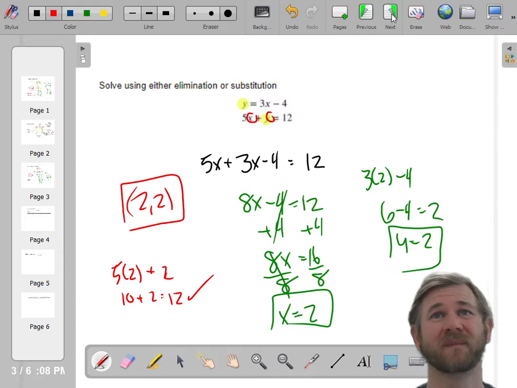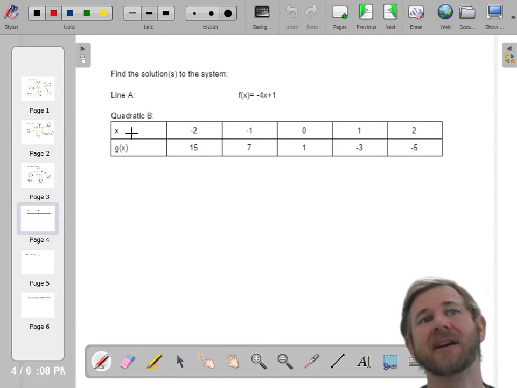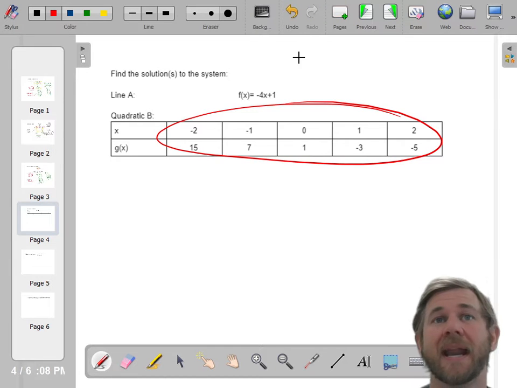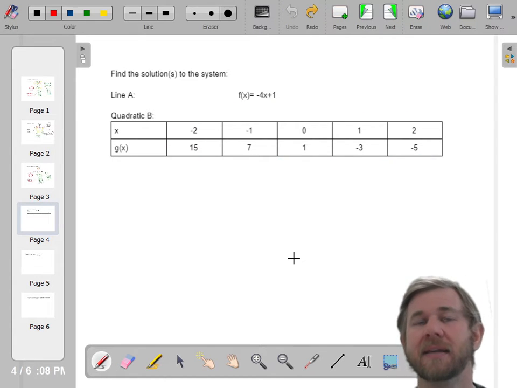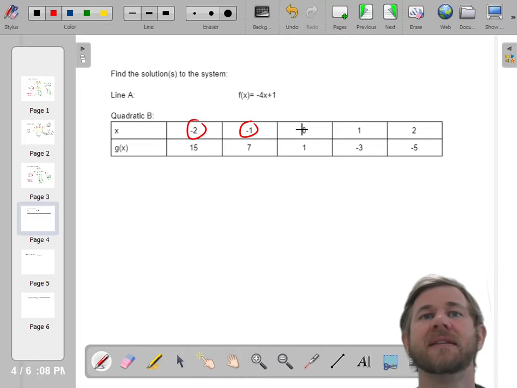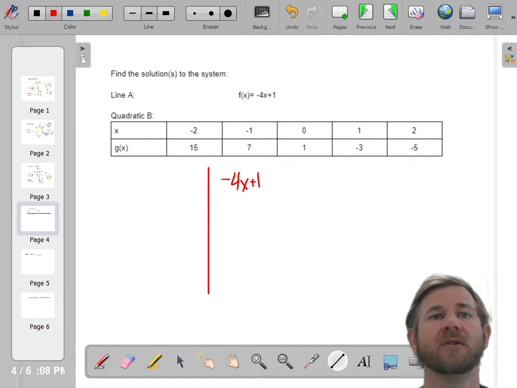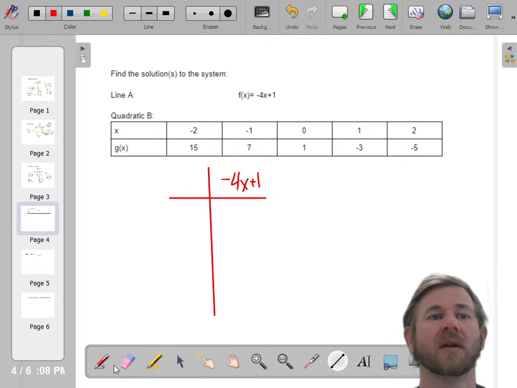Done that before. Now, what if I give you a linear and a quadratic? Well, I'm giving you the table, and I just want you to tell me where they intersect. The easiest way to do that is to plug these in to that. So I'm basically going to make a table for negative 4x plus 1. I'm going to plug in all those x values to see which ones work. So x, and I'll say I'm going to plug in negative 2, negative 1, 0, 1, 2.